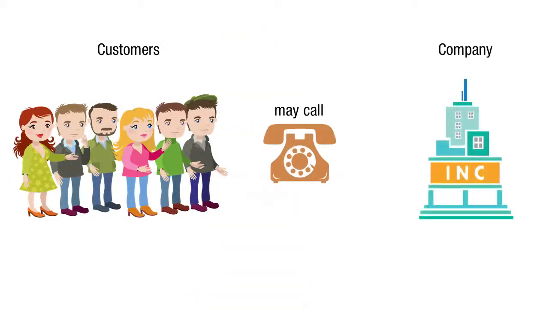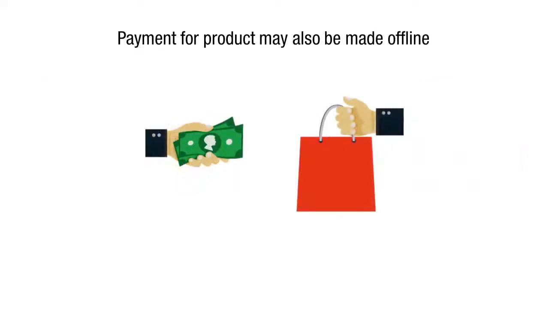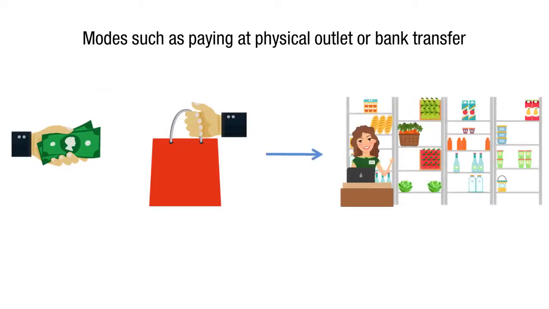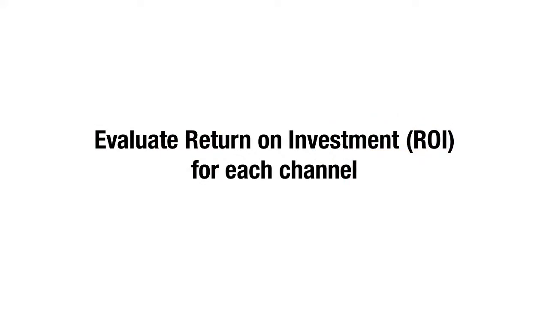Customers may call a company after visiting the website if they have any questions. Payment for a product may also be made offline through different modes, such as paying at a physical outlet or through bank transfer. Evaluate return on investment for each channel is the second step.